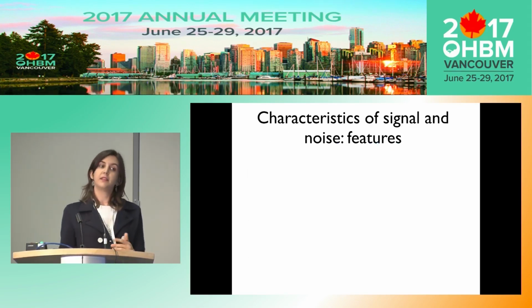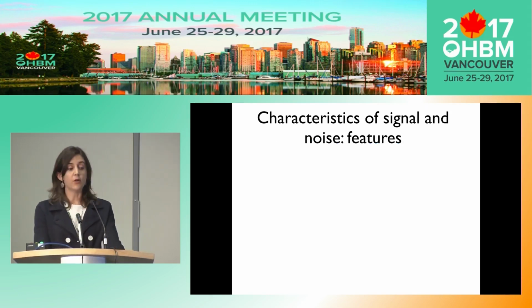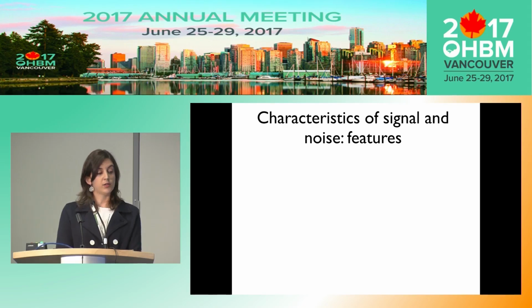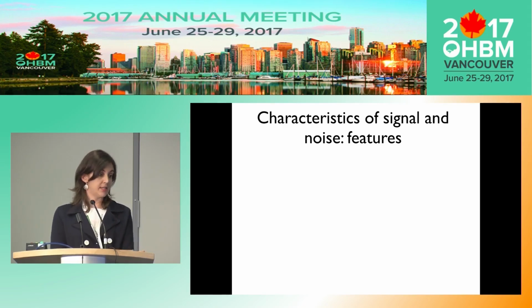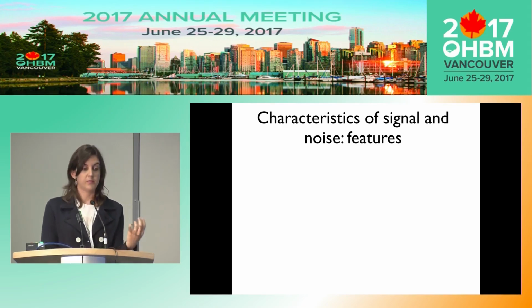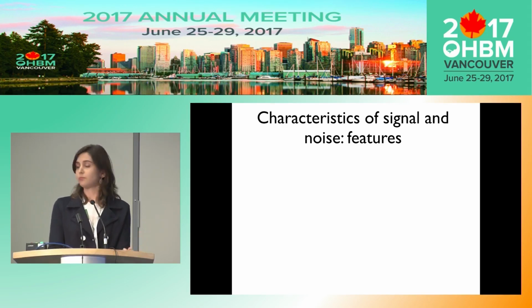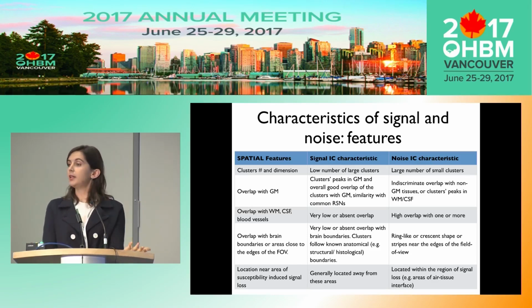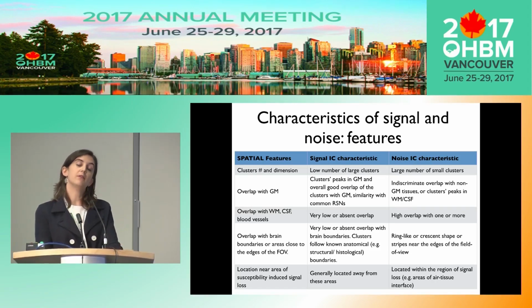Okay, so regarding the theoretical characteristics of signal and noise, the literature is quite consistent. There are some features, both spatial and temporal, that enable us to distinguish signal and noise. Here I summarized very quickly, but regarding the spatial features, we can look at the number of clusters and their dimension. In signal components, we will have a low number of big clusters. In noise components, a big number of small clusters.